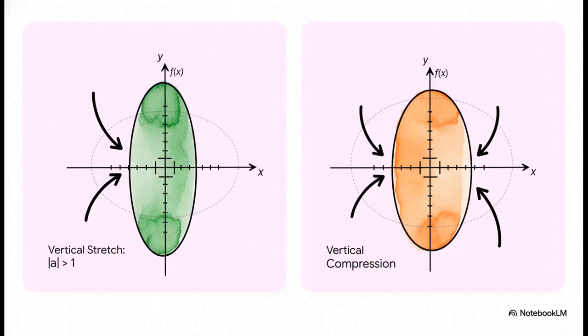So how does this a value actually work? Well, it just breaks down into two really simple cases. If the absolute value of a is bigger than 1, so think numbers like 2, 5, or even -3, you get a vertical stretch. The graph gets taller, and every point on it moves away from the x-axis. But if a is some fraction between 0 and 1, like a half or 0.2, you get a vertical compression. The graph gets shorter, like it's being squashed down towards the x-axis.